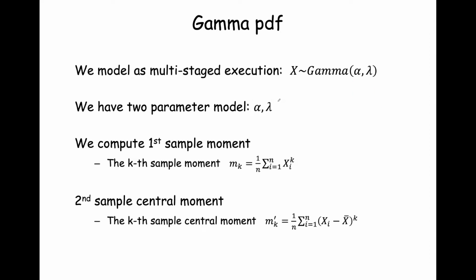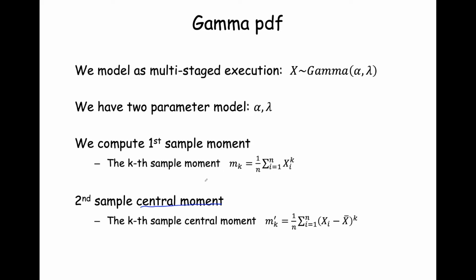So let's start with the first sample moment, and that's k equal to 1 in this case, but we look at the formula for the arbitrary kth sample moment. So m sub k is equal to 1 upon n, the sum from 1 to n of x_i to the k power. Likewise, because we have a second parameter, that lambda, we're going to look at the second sample moment, and we're going to consider the second sample central moment.